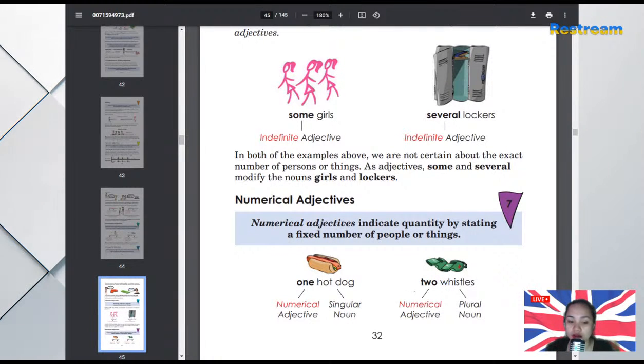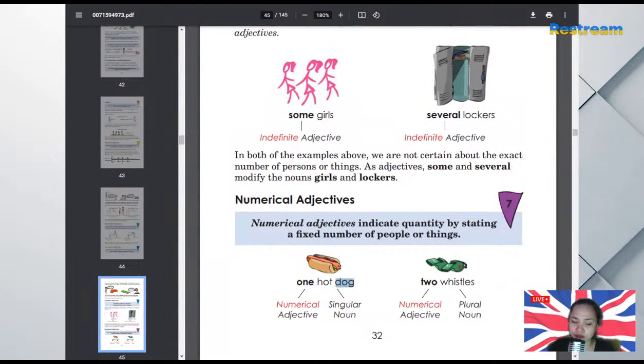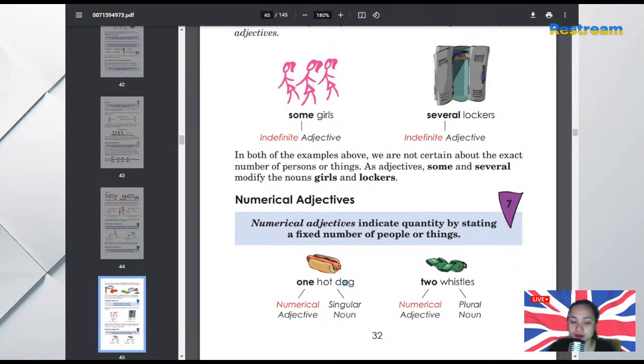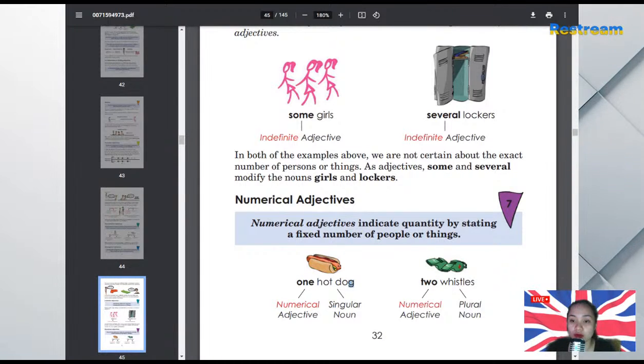Okay, so that's why it is two whistles. Unlike the one hot dog, this is a singular form, as you can see, so we will just put one. But we can also use it with two or more numbers. Two hot dogs. But this time we will put an S on the noun itself. So that is what we discussed in yesterday's session. I hope it was already clear to you.